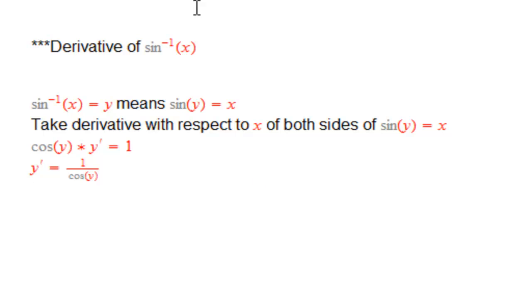Okay, now I'm going to rewrite this in context here. We know that this derivative, or the y prime, is a derivative of inverse sine of x. So let's do that. Inverse sine of x there, and that equals 1 over cosine of y. However, I'm going to go ahead and plug in for y. I know that y is inverse sine of x.